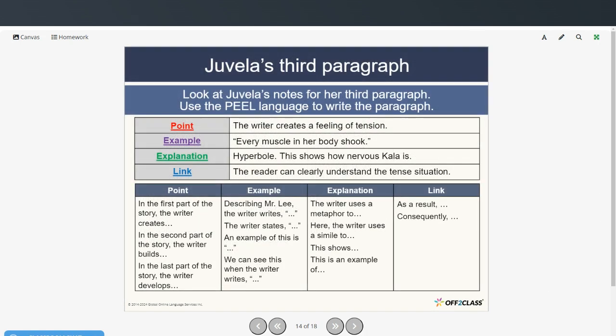All right, so now you're going to look at Kayla's third paragraph, look at some notes that she's taken for her third paragraph, and then you're going to write the paragraph using the PEEL method. So she's already pulled out the points. The main point is that the writer creates a feeling of tension, and the example of that is every muscle in her body shook. The explanation is hyperbole to show how nervous Kayla is, and the link is that the reader can clearly understand the tense situation. So go ahead and try to write that paragraph. You can use this language to help you, and also the notes that Kayla has taken.